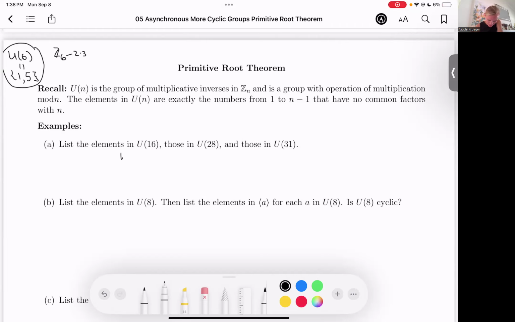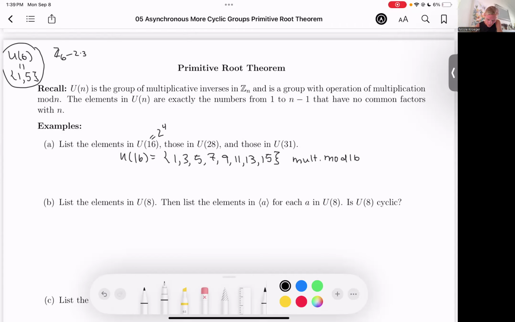So if we wanted to list the elements in U16, 16 is 2 to the 4th. These are going to be everything that doesn't have a 2 in it, has no factors of 2. So this is really just going to be the odd numbers from 1 to 15. So 1, 3, 5, 7, 9, 11, 13, 15. Remember, these are exactly the same things that we said generated Z16, but they're also the elements in U16. U16 is a multiplicative group. The operation is multiplication mod 16. So if we're working in U16, we're working with multiplication.